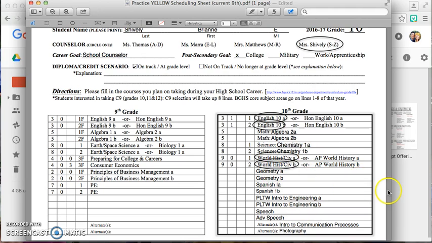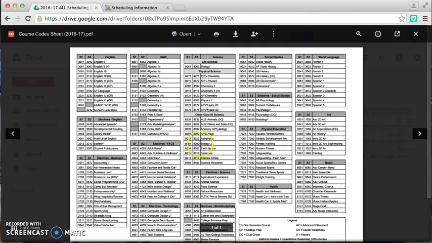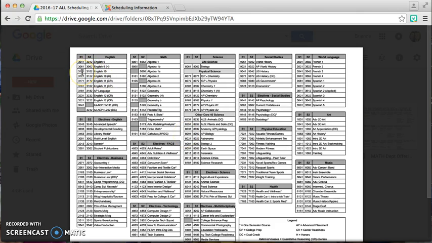The next thing I would recommend doing is either having your course code sheet next to you, or you can pull it up on your computer screen. This is the sheet we're talking about. What I would do is I would go through and I would find out which of the courses I've just requested. I would find the correct code, and then I would write the code in the corresponding boxes.